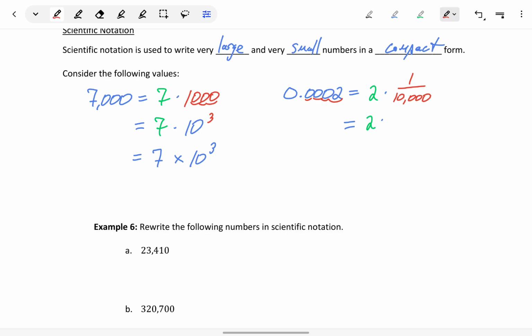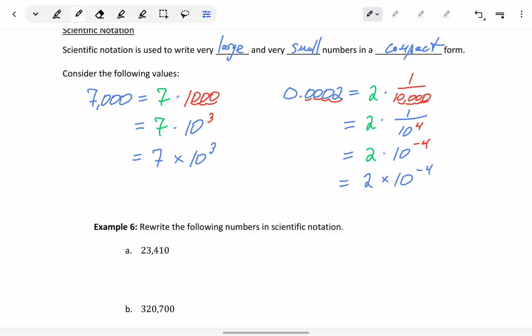We can rewrite 1 over 10,000 as 1 over 10 to the fourth power, since we have 1, 2, 3, 4 zeros in that multiple of 10. And then using properties of exponents, we can move that up to the numerator and write it as 2 times 10 to the negative fourth power. Then with that same convention, we change that multiplication dot to the multiplication x, and we'd write this as 2 times 10 to the negative fourth power, and we have that same decimal number written in scientific notation.